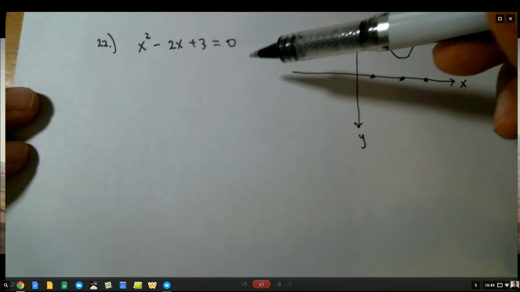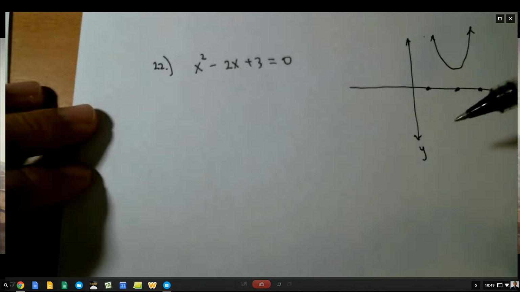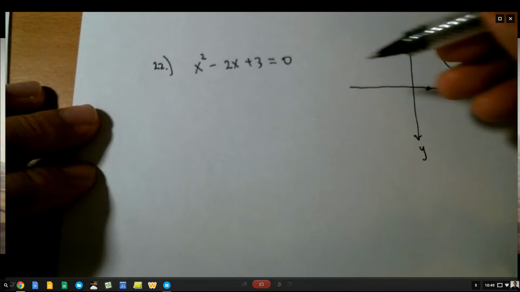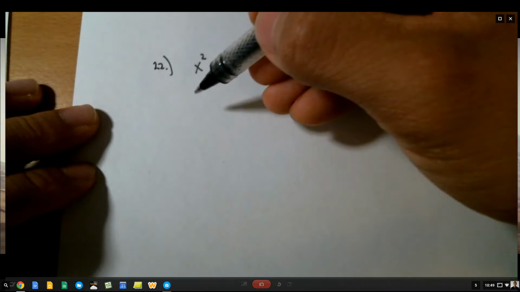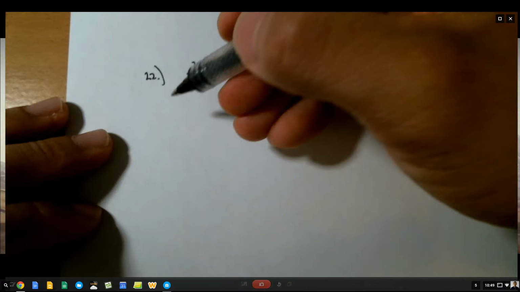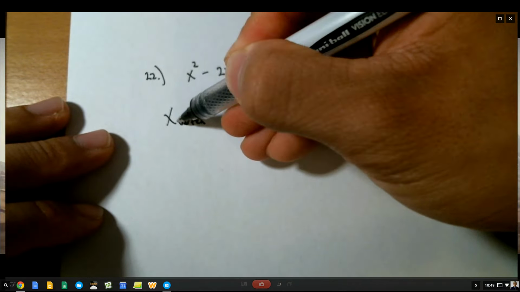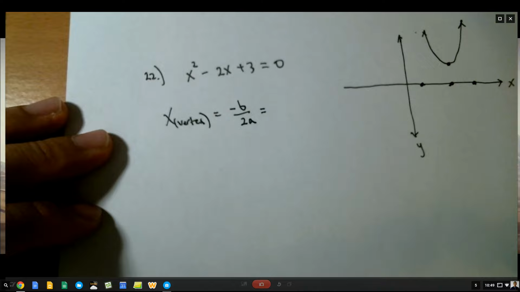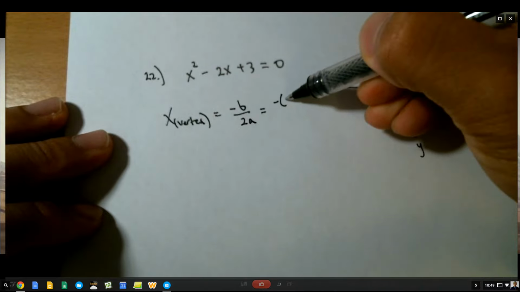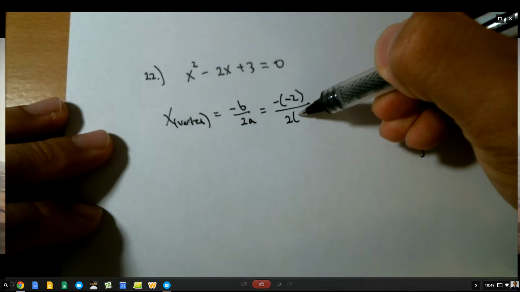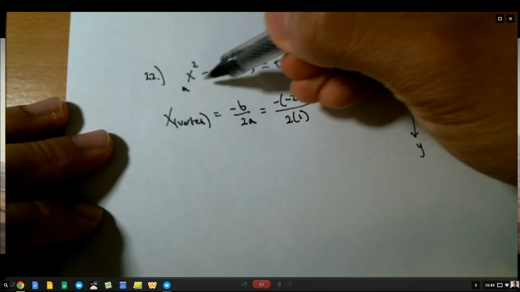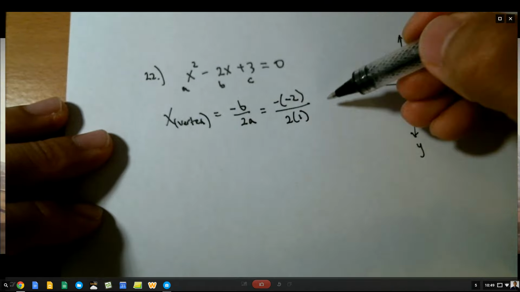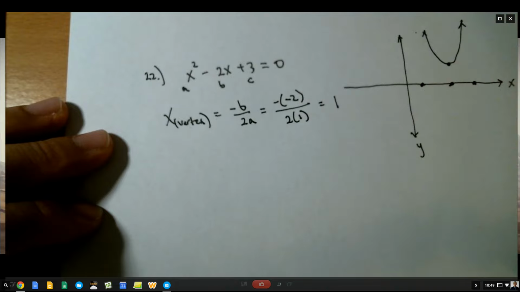So the first thing we want to do is find out what the vertex is, and see if the parabola actually goes through the x-axis. So how do we find the vertex of this? Remember, the x component of the vertex is simply negative b over 2a. Negative b, in this case, negative of negative 2, over 2 times 1, because this is my a, my b, and my c value. So negative of negative 2 over 2, the whole thing is 1.